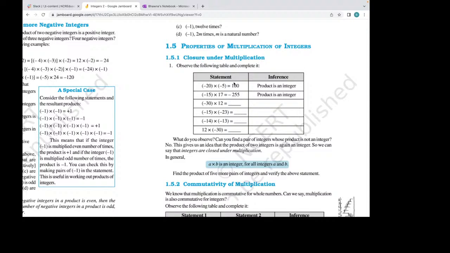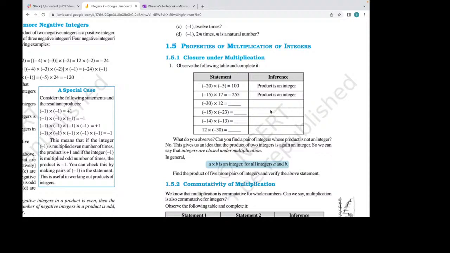Let's figure that out. So we have, let's say, two integers, let's say -20 and -5. So when you multiply both of them, you will get 100. And 100 is an integer. Again, if you multiply -15 multiply 17, you will get -255, which is again an integer. Again, if you multiply -30 multiplied 12, you will get -360, which is again an integer.